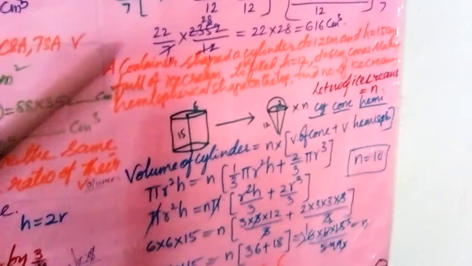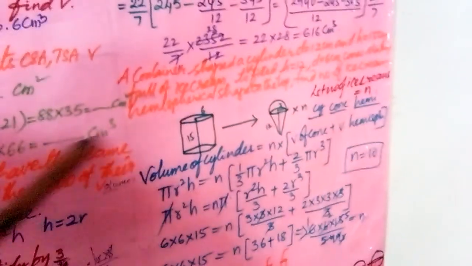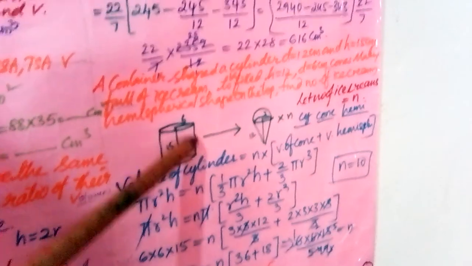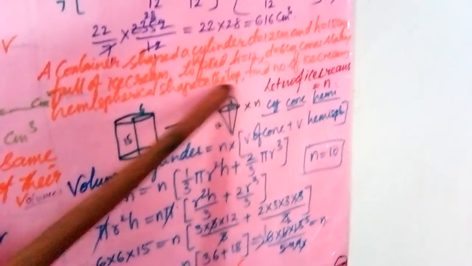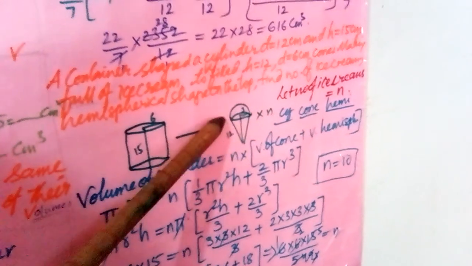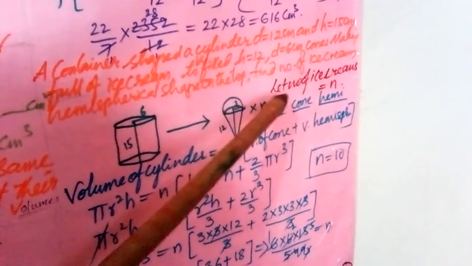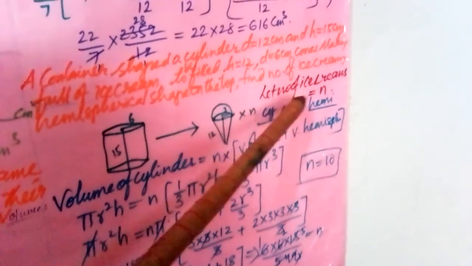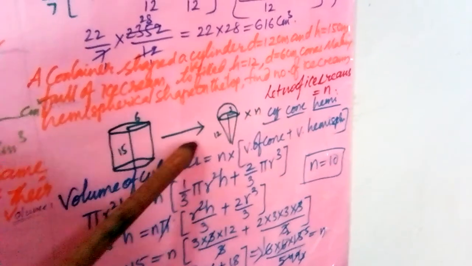First, start drawing the picture. What is given? The cylindrical container is in the shape of a cylinder and it is converting into cone ice creams. As you know, a cone has a hemispherical shape on it. Then how many cones can be prepared? First, let us assume the number of ice creams is equal to n. So this is the diagram.